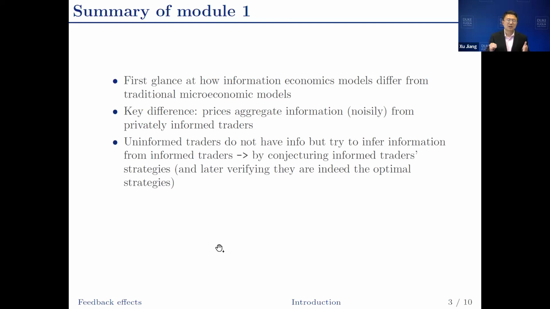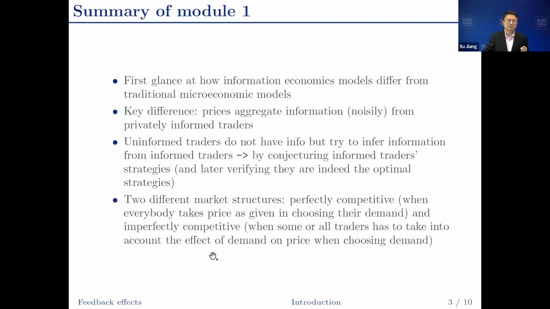We also learned that uninformed traders, even though they do not have information, are going to try to infer information. How are they going to do that? They're going to put themselves into the shoes of the informed traders. They're going to conjecture informed trader strategies as a function of their private information. Such conjecture, however, cannot be arbitrary. It has to be reasonable. And in equilibrium, they have to be the same as the optimal choice by the informed traders.